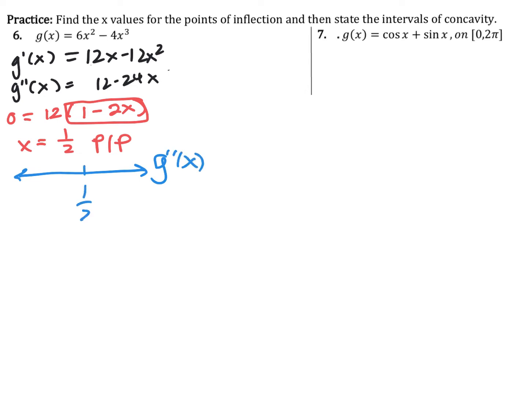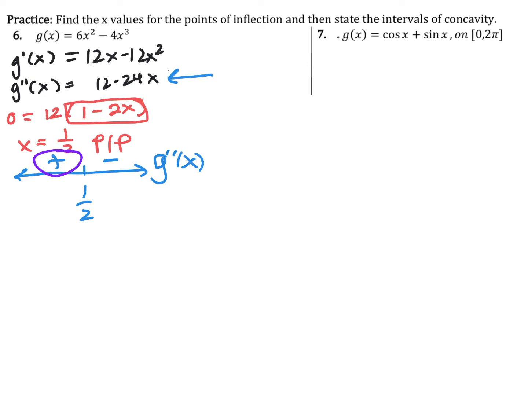So 1/2 is going to be here. If I plug in something below that, like 0, if I plug 0 into my second derivative, I'm going to get positive 12, so that would be positive. If I plug something like positive 1 in, I'm going to get 12 minus something that's bigger than 12, so that's going to be negative.